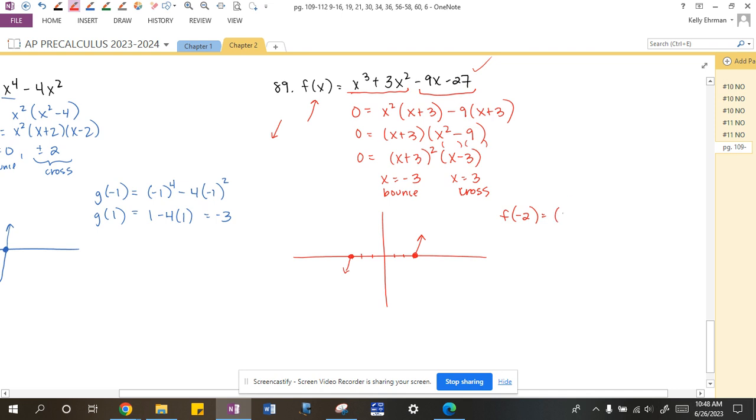Negative 2 plus 3 is 1 squared. Negative 2 minus 3 is negative 5. So I've got the point negative 2, 1, 2, 3, 4, negative 5. I'm going to do the same thing here. Plug in negative 1, I get 2 squared times negative 4. 4 times negative 4 is negative 16.